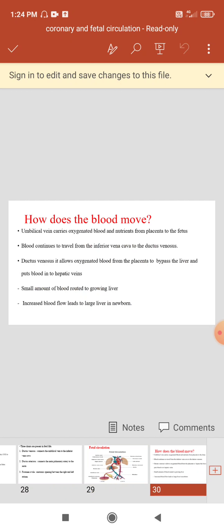So we'll see how the blood moves. The umbilical vein carries oxygenated blood and nutrients from the placenta to the fetus. Blood continues to travel to the inferior vena cava through the ductus venosus. The ductus venosus allows oxygenated blood from the placenta to bypass the liver and puts blood into the hepatic vein. A small amount of blood is routed to the growing liver. Increased blood flow leads to a large liver in the newborn.